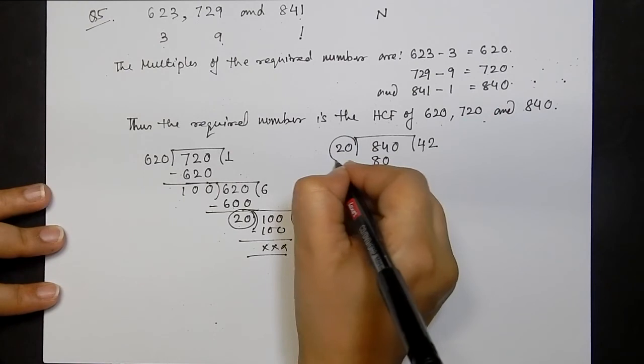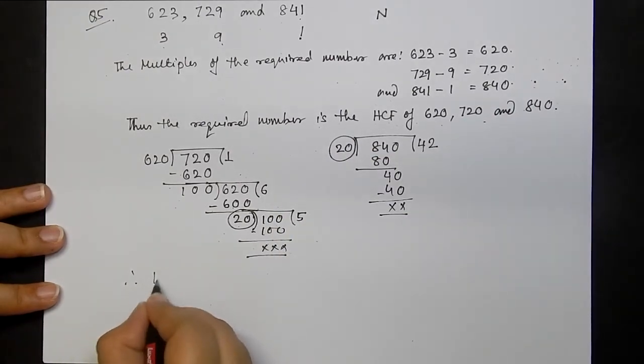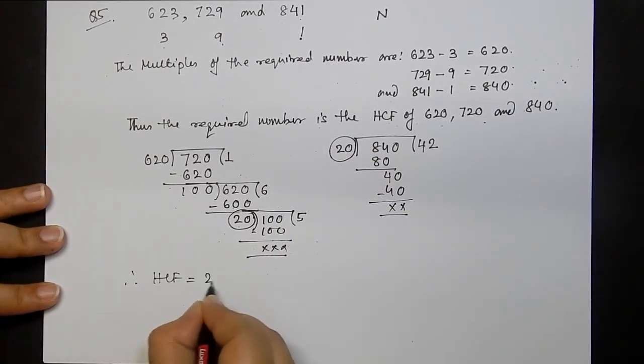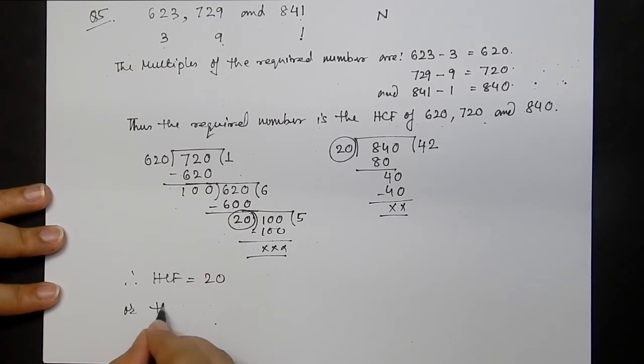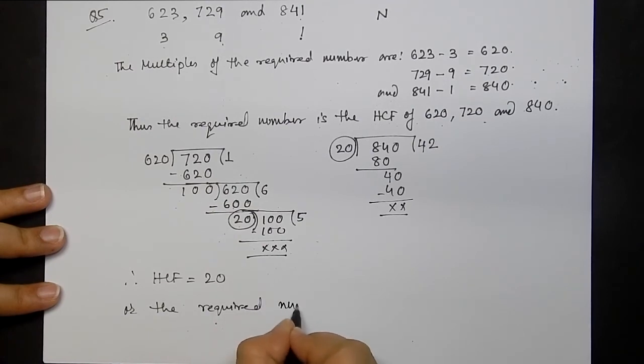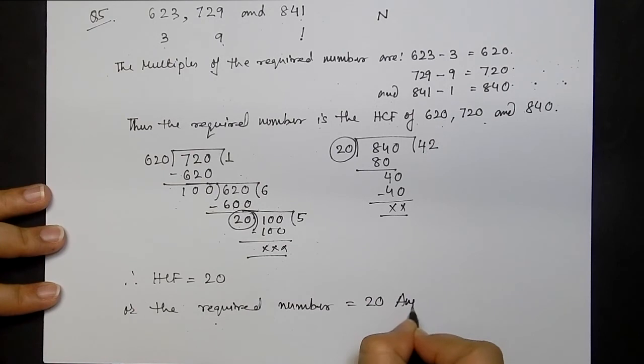So this is the last divisor. Therefore, HCF is equal to 20, or the required number is equal to 20. This is your answer.